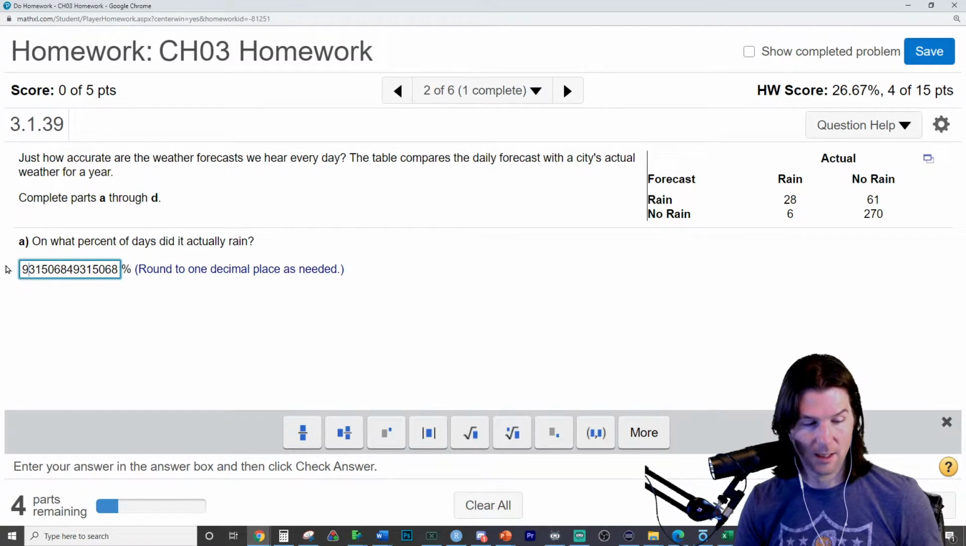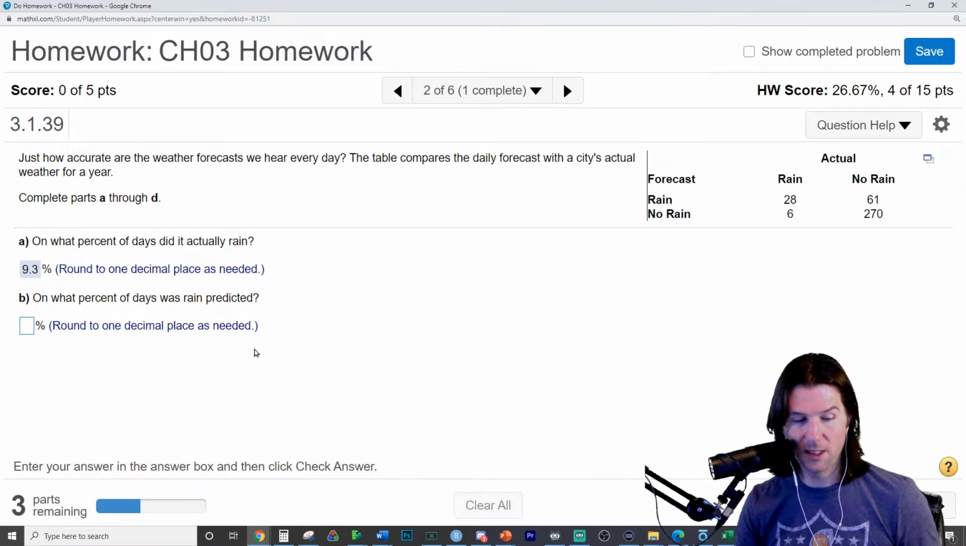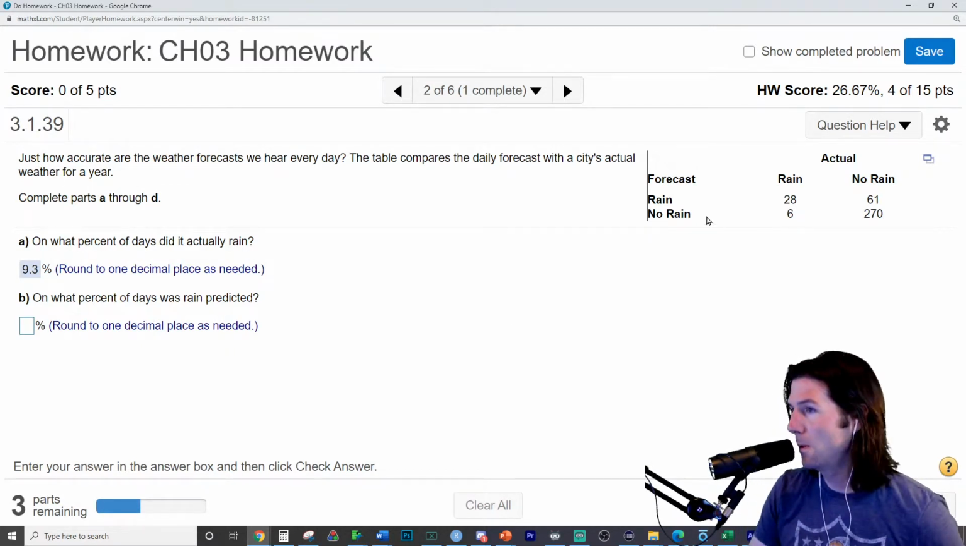There we go. Does that round up? That's good. On what percent of days was rain predicted? Rain predicted is going to be these two numbers right here.